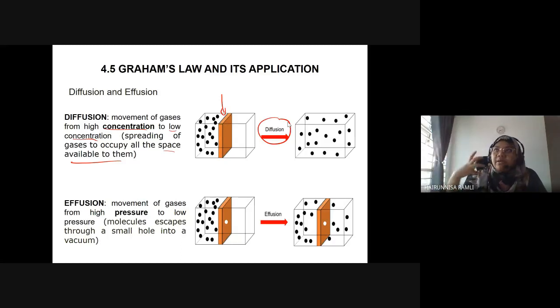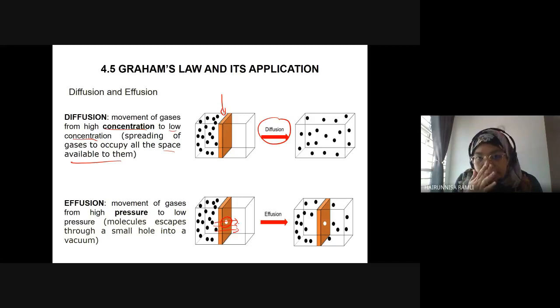Diffusion is movement from high concentration to low concentration. While for effusion, it is the movement of gases from high pressure to low pressure, meaning that molecules escape through a small hole into a vacuum. So in this case, it also moves, but through one small, tiny hole. We make one hole, so they come out passing through one by one.